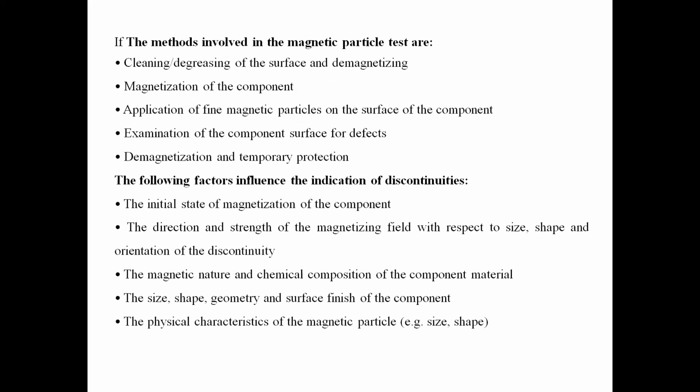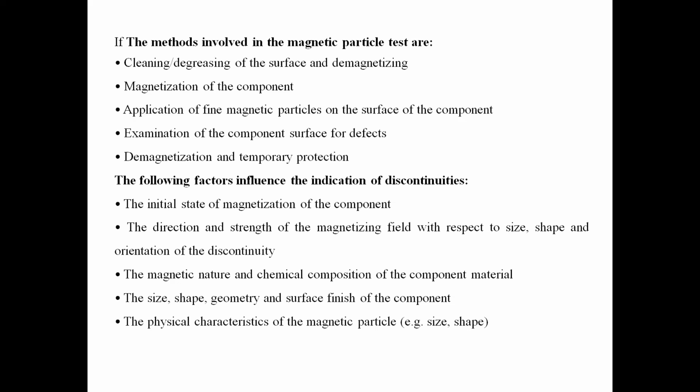Now we see the different steps involved in the magnetic particle test. What is the procedure? The first step is cleaning of the surface, that is surface preparation. Like the liquid penetrant test, we have to clean the surface and remove the contaminants. The oil, grease, and dust should all be removed from the surface. That is the first step.